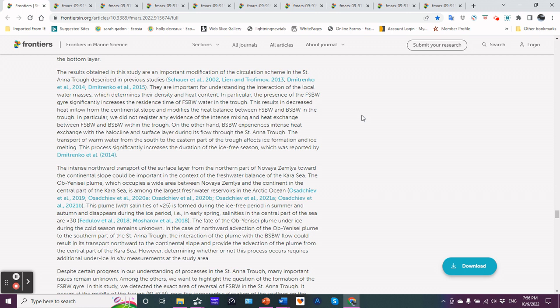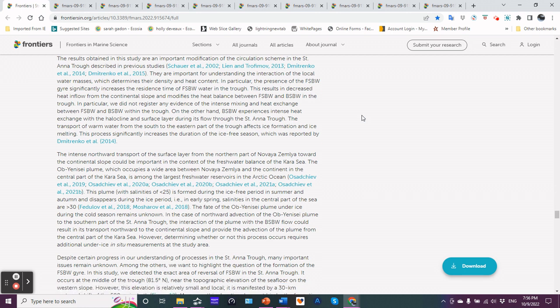In particular, we did not register any evidence of intense mixing and heat exchange between the two branch waters within the trough. On the other hand, the Barents Sea branch water experienced intense heat exchange with the halocline and surface layer during its flow through the trough.